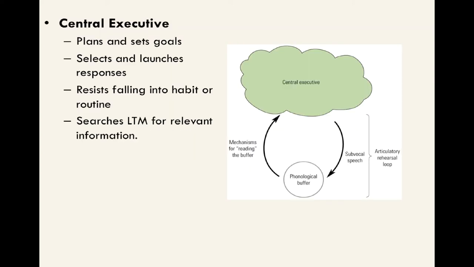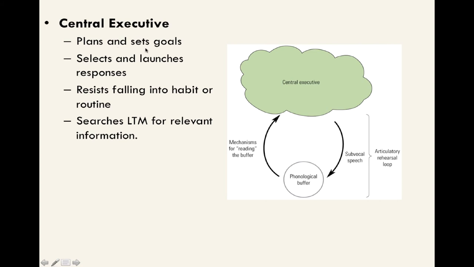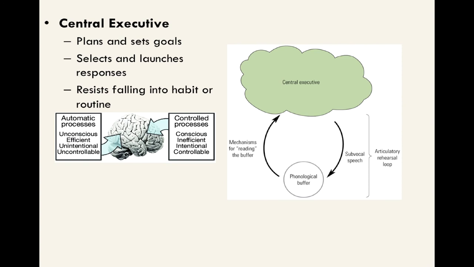The central executive is again the boss. It's the one that's in control here. And to be a boss, it has to be able to plan and set goals. So it's the one that's aware of what our purpose is. It's going to select and launch responses that are going to help us meet those goals and objectives. It's going to resist falling into habit or routine. So it's going to be the one that kicks in and says, hey, don't do this in an automatic way. Do this in a way that's going to actually work for you if an automatic process is not the right solution at that moment.